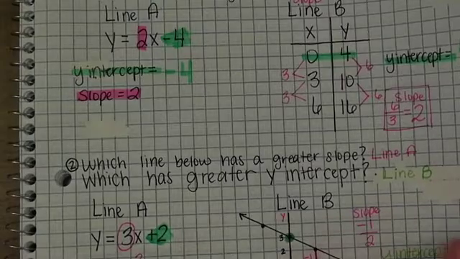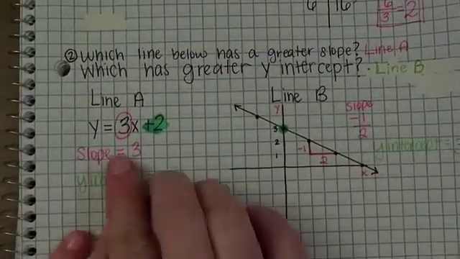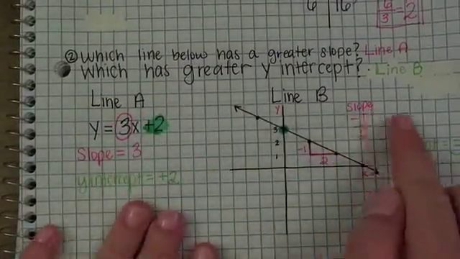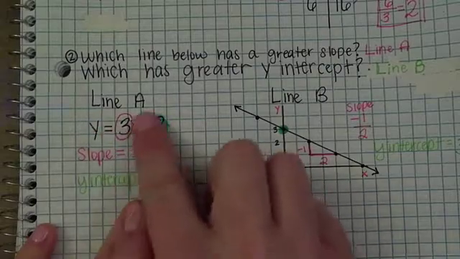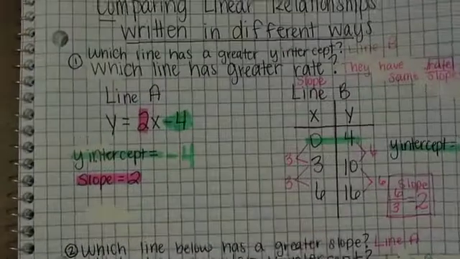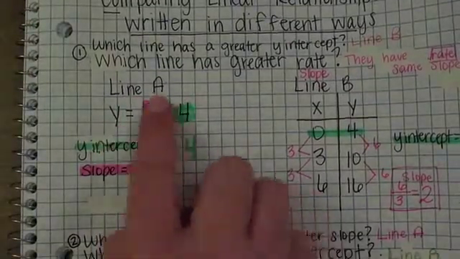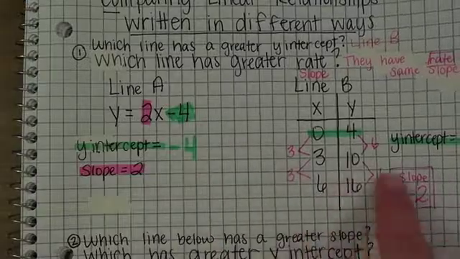Okay, again, you need to look at them both in the same form, or at least find the slope and find the y-intercept from both the equation and the graph, and you would find the slope and y-intercept from the equation and the table.